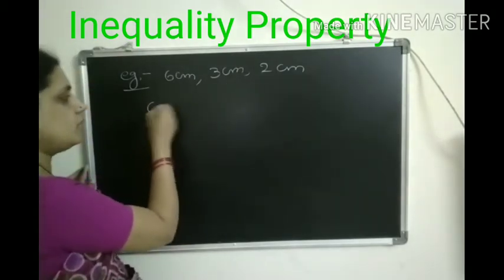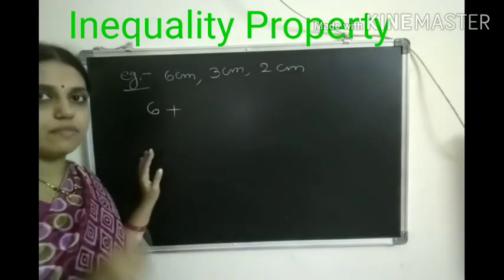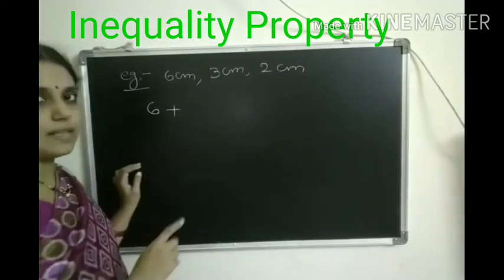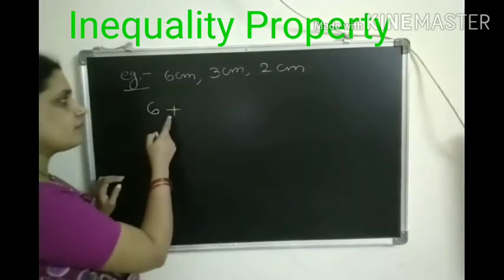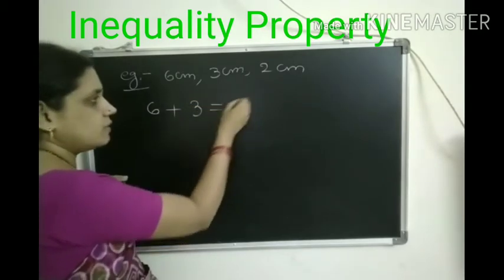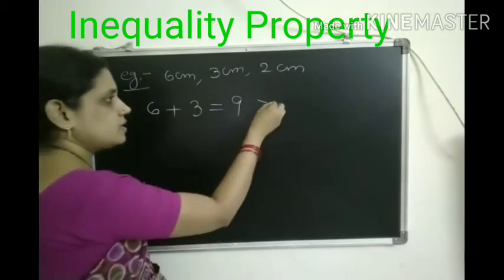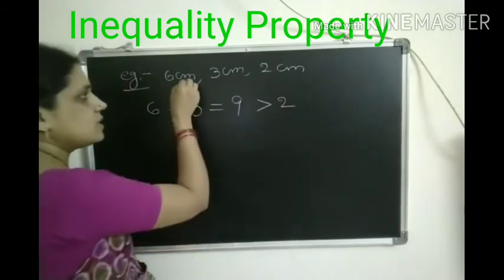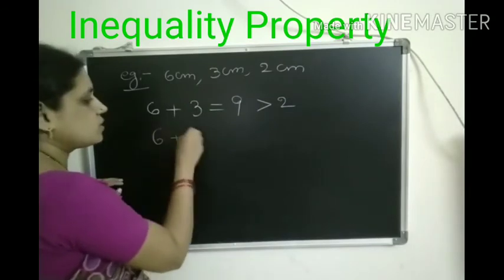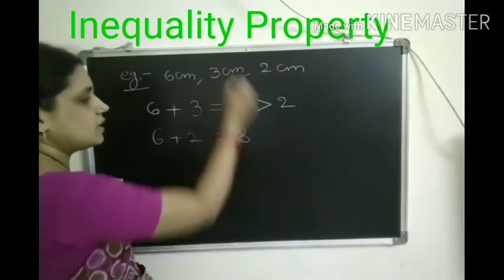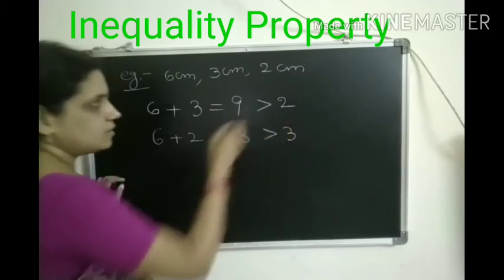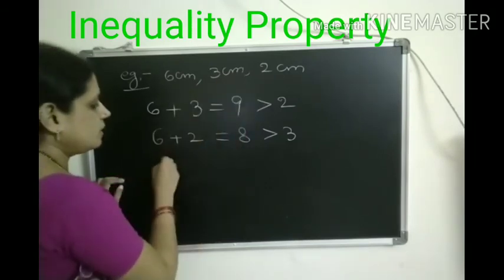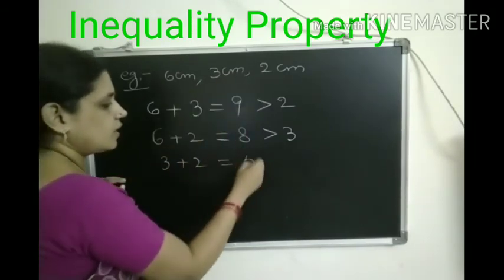So every pair you have to check. Now I want to take the first inequality property. The sum of the lengths of the two sides should be greater than the third side. Whether it is happening or not, we will check. So 6 plus 3 equal to 9. Then the third side is 2. So it is greater than 2. Okay. Now one more pair, 6 and 2. So 6 plus 2 equal to 8. The third side is now 3. So it is greater than 3. Correct. Now the third pair, that is 3 plus 2, that is 5.